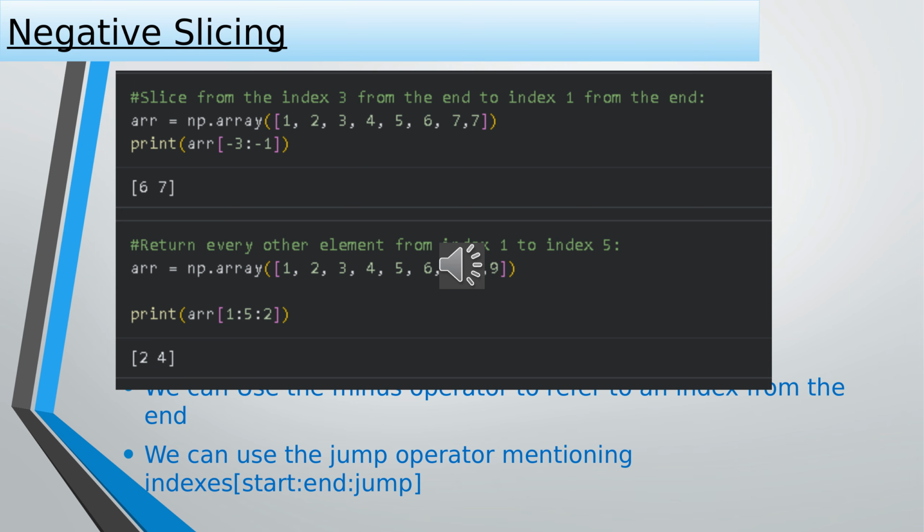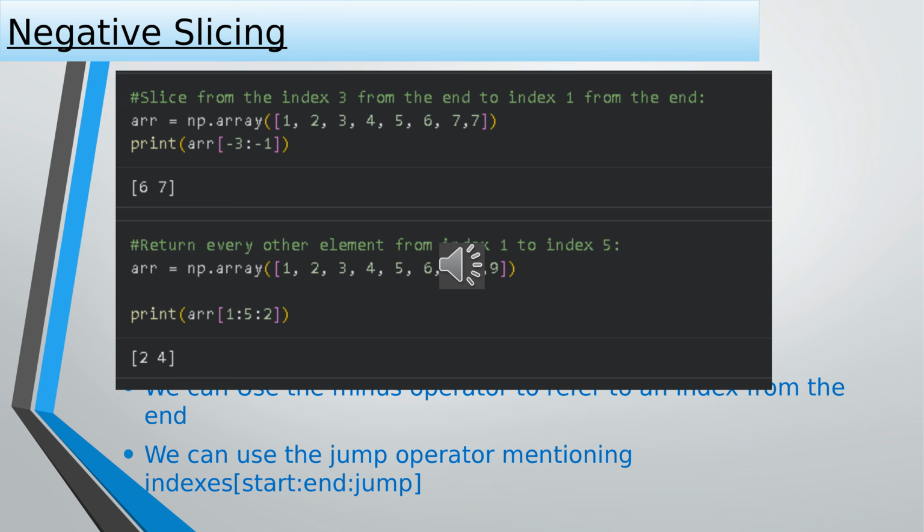In the previous slide, we learned how to use slicing with positive indexes. Now let's extend that concept by learning about negative slicing. Negative slicing allows us to select a range of elements by counting from the end of the array instead of the beginning. This is very useful when we don't know the exact size of the array or when we simply want to access the last few elements.